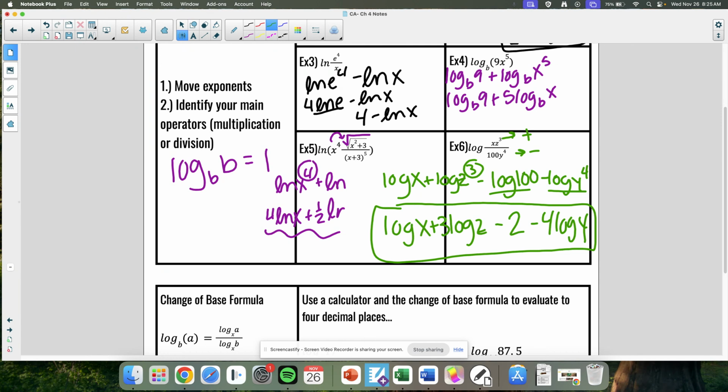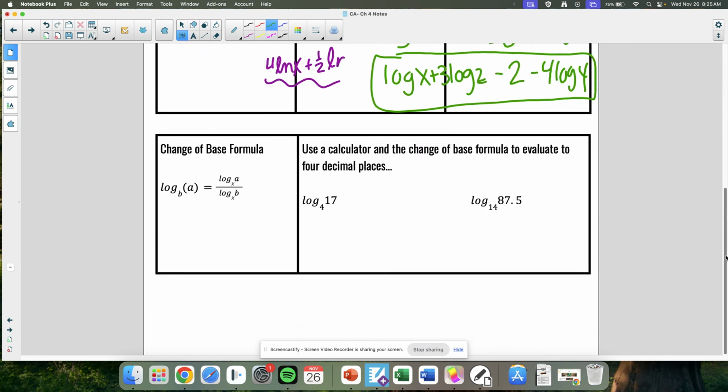So that is expanding. Do you guys have any questions on expanding? Okay, the last one. Do you guys want your calculator for? We have something called the change of base formula. So everyone get whatever calculator you use out.